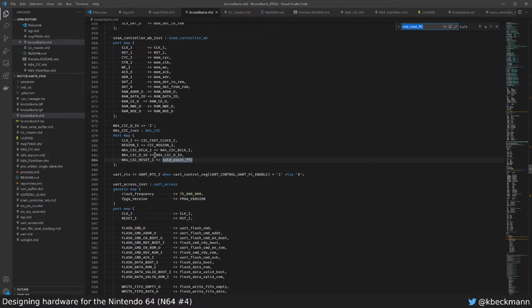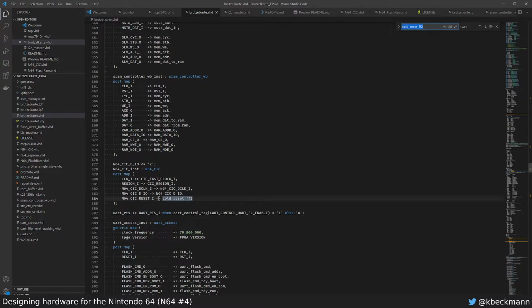Yeah, my brain, when I see VHDL, I always get confused. Like the direction of this arrow is like, I guess I can look up how this works, but I suppose this is just connecting those together.